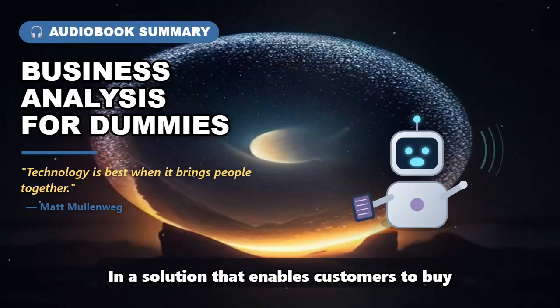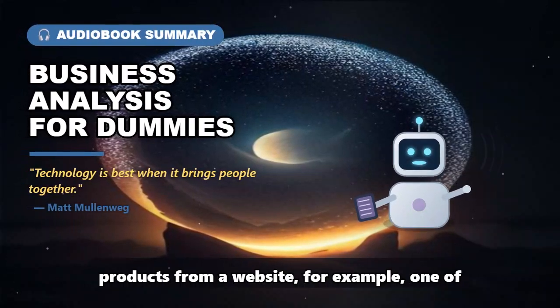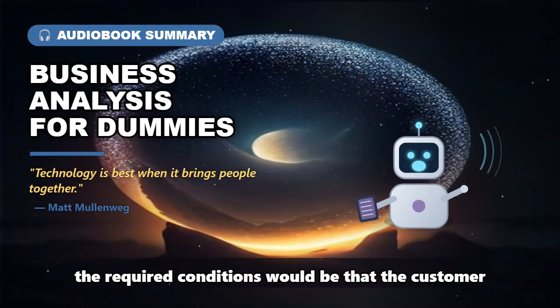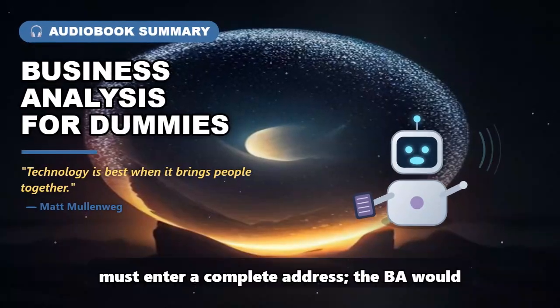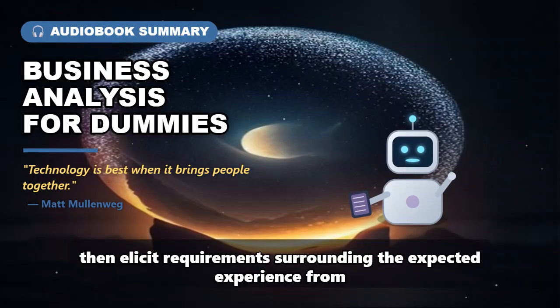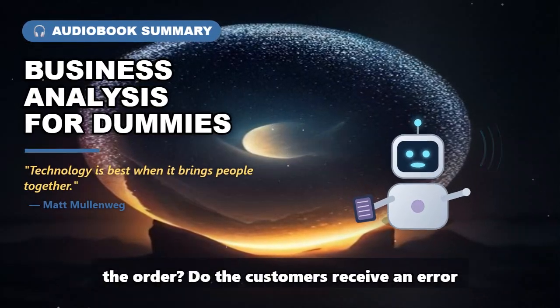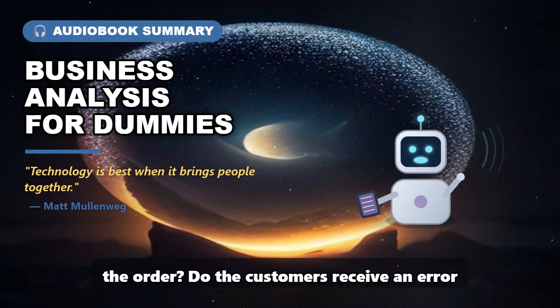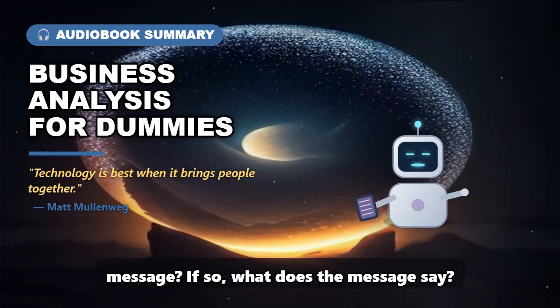In a solution that enables customers to buy products from a website, for example, one of the required conditions would be that the customer must enter a complete address. The BA would then elicit requirements surrounding the expected experience from the customer's viewpoint. Does the company cancel the order? Do the customers receive an error message? If so, what does the message say?